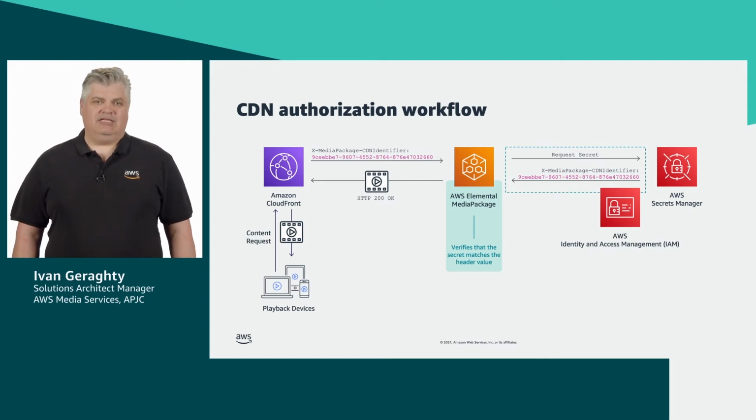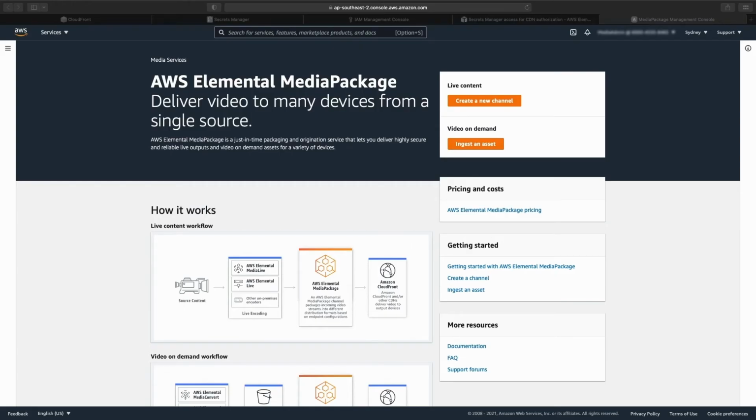If the custom HTTP header and the secret do not match, or if the authorization request fails, then MediaPackage doesn't serve the content and sends a HTTP 403 forbidden status code, indicating that MediaPackage understands the request but refuses to authorize it.